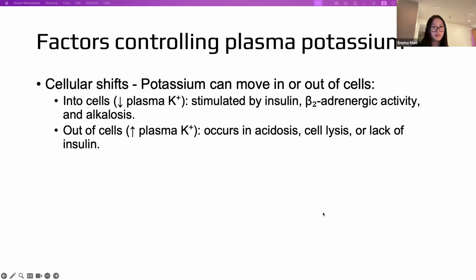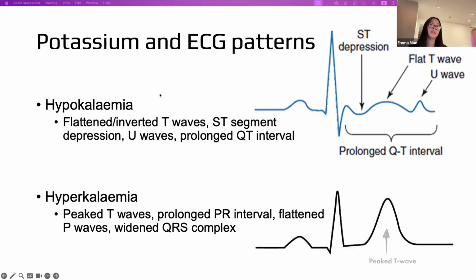Okay. And then patterns for potassium and ECG. So hypokalemia, you see flattened or inverted T waves, so flat T waves, and ST depression. And then U waves, which is just another wave after this T wave, and that is not a P wave, so there will be another P wave after that as well. And a prolonged QT interval. So it kind of just gets stretched out with a random U wave, which is hypokalemia.